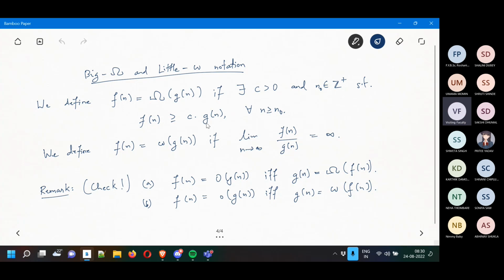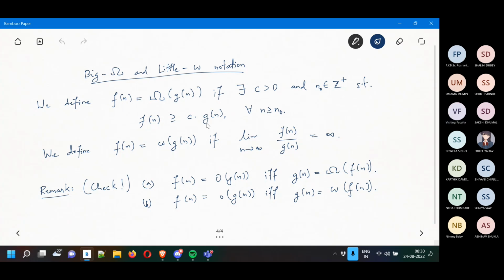You can even write this as g of n less than or equal to 1 by c times f of n. But that says g of n is big O of f of n. It's the same meaning. That is what we have to check in the remark.